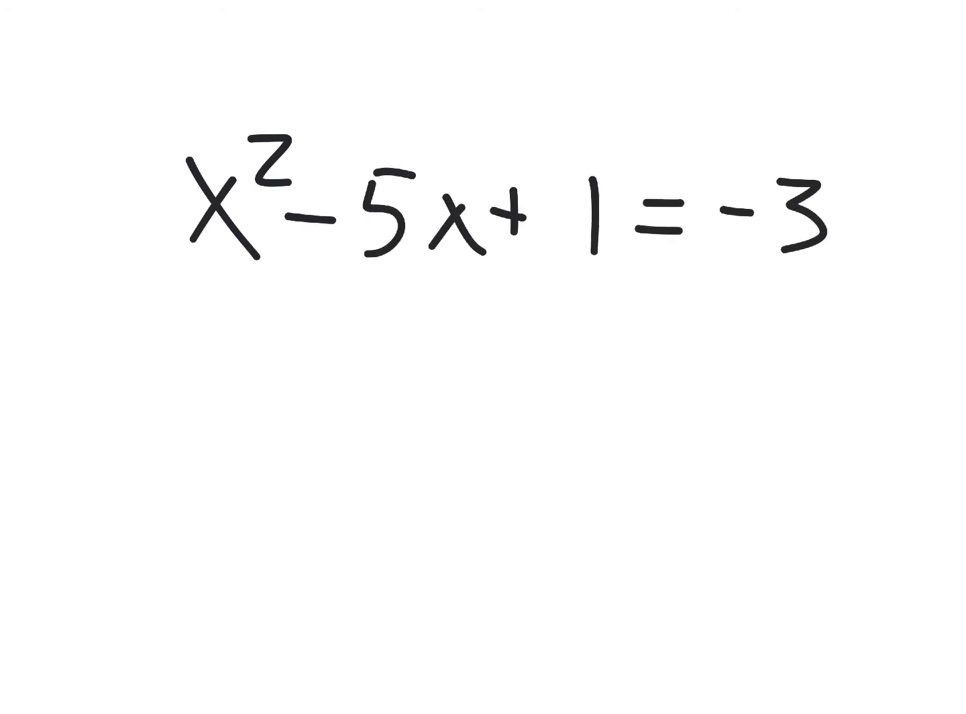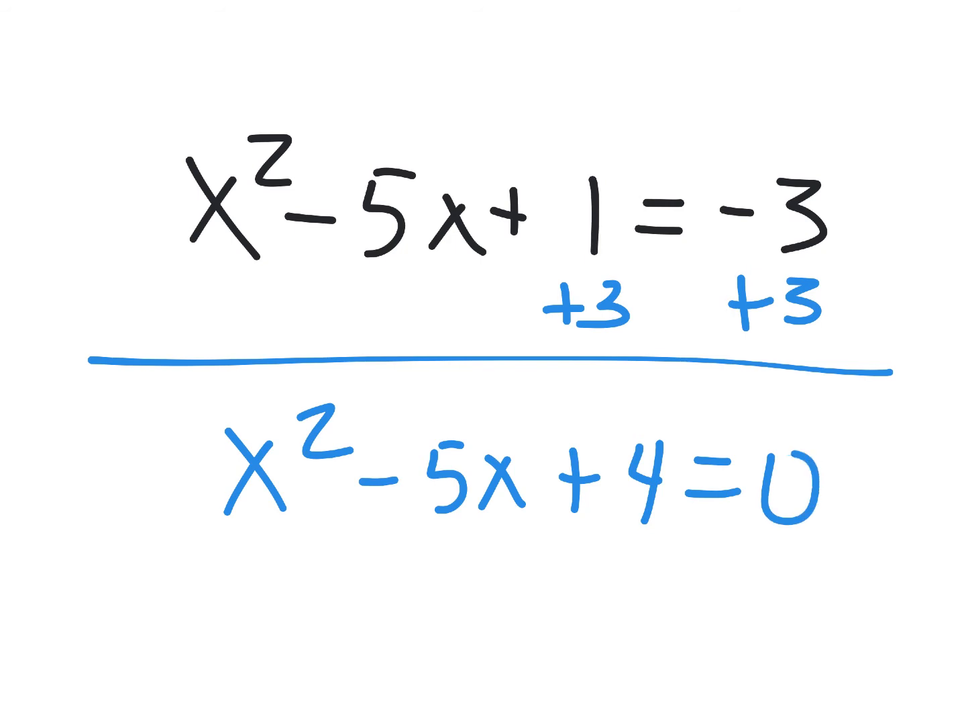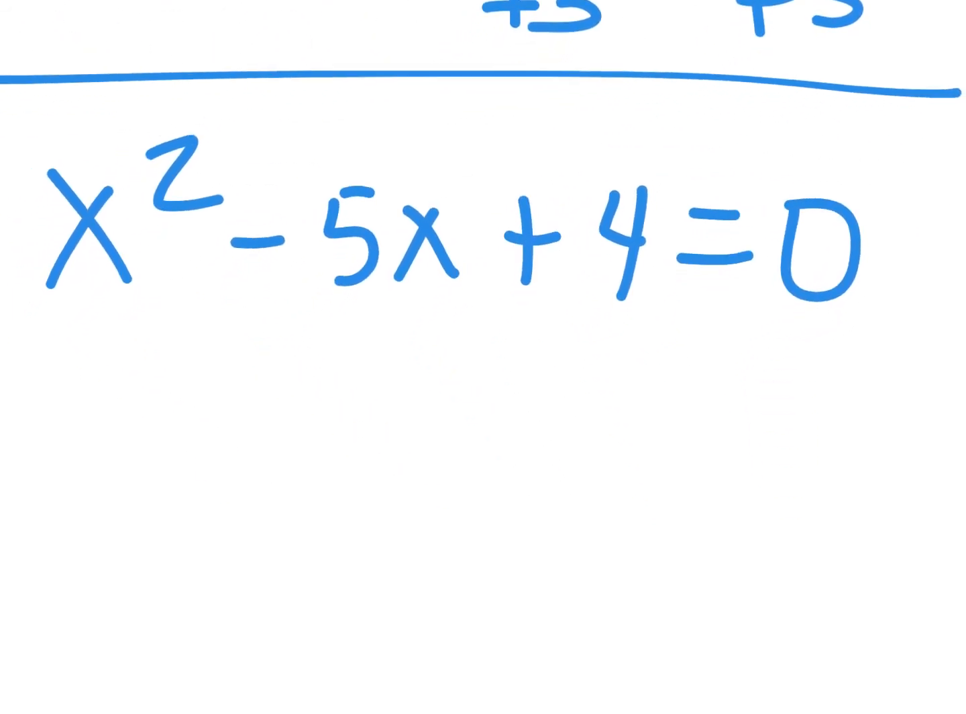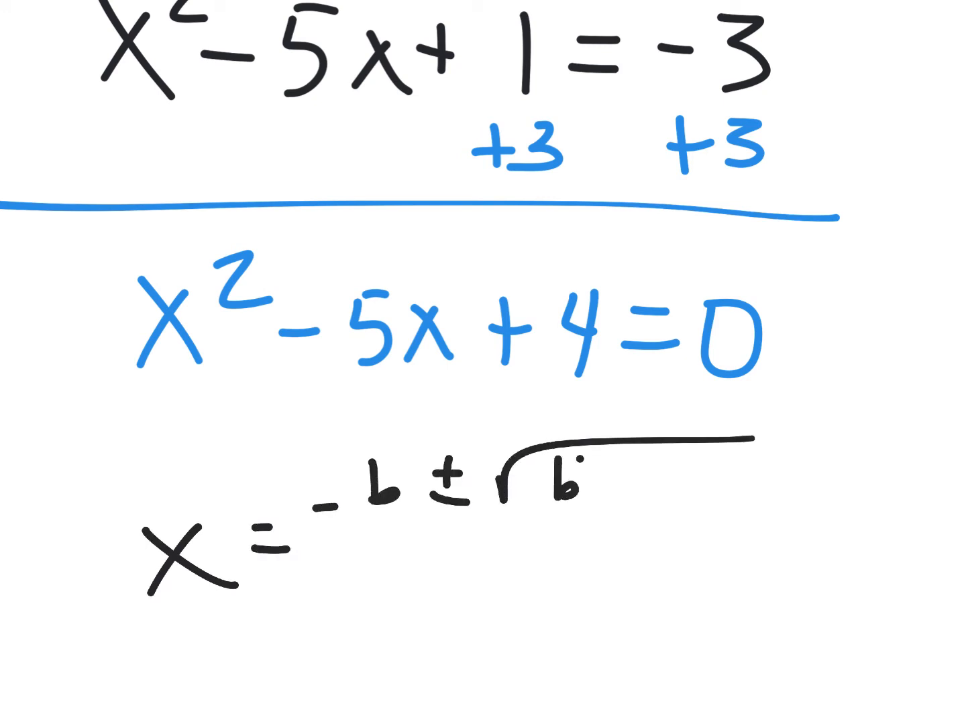Sure. Okay, let's say you get a problem like this. And you go, okay, I'm adding 3 to both sides. First of all, would you have known to do that? Because you always want it to equal 0. Now, x equals negative b plus or minus the square root of b squared minus 4ac, all over 2a. That's it.